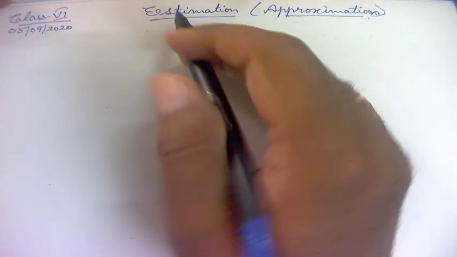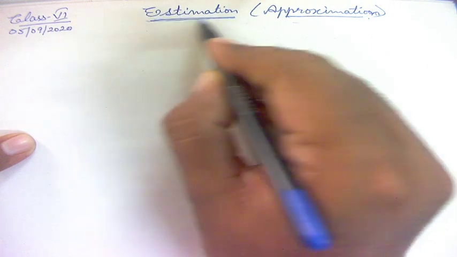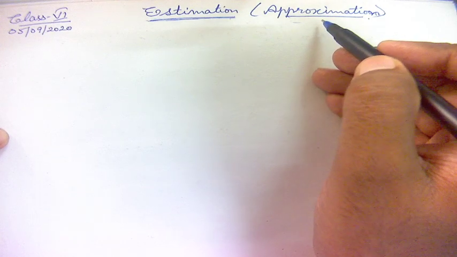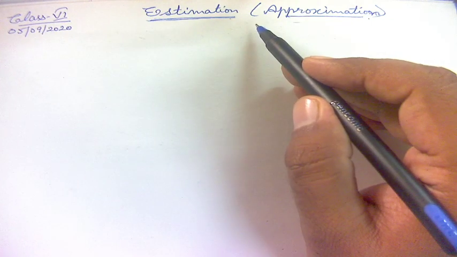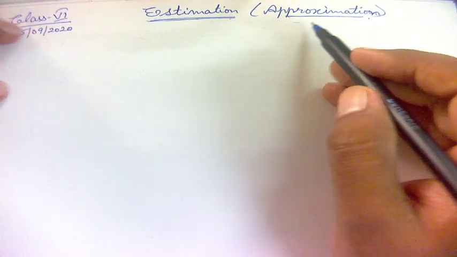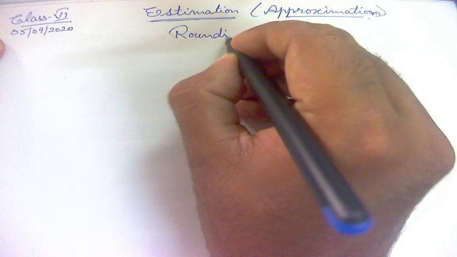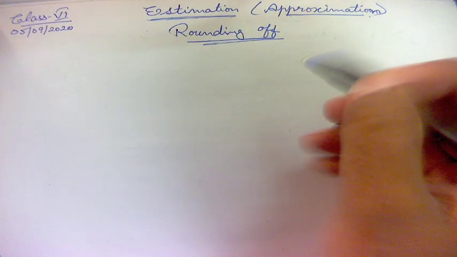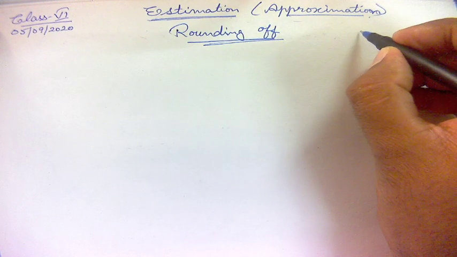Today we'll continue with the topic of estimation. Now, estimation we actually use in our daily life also, and it can also be known as approximation. We come across many situations where we need to estimate or approximate things. It is also known as rounding off.